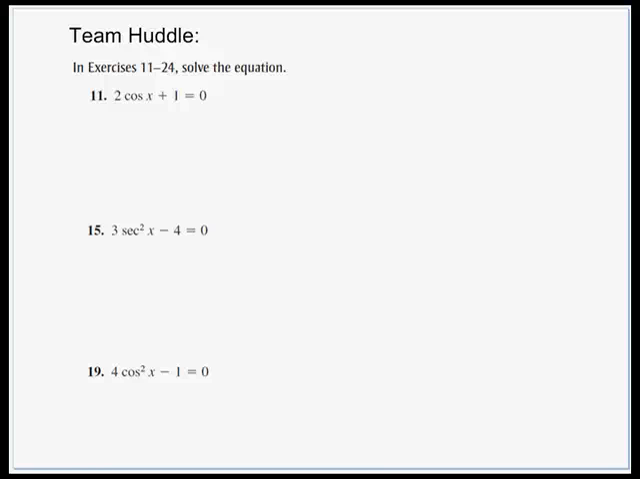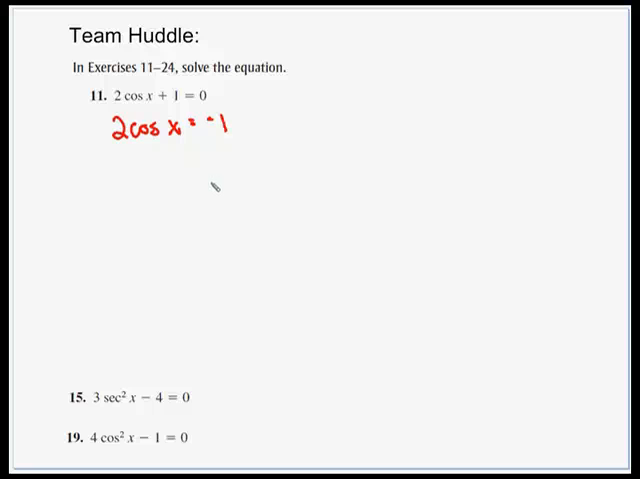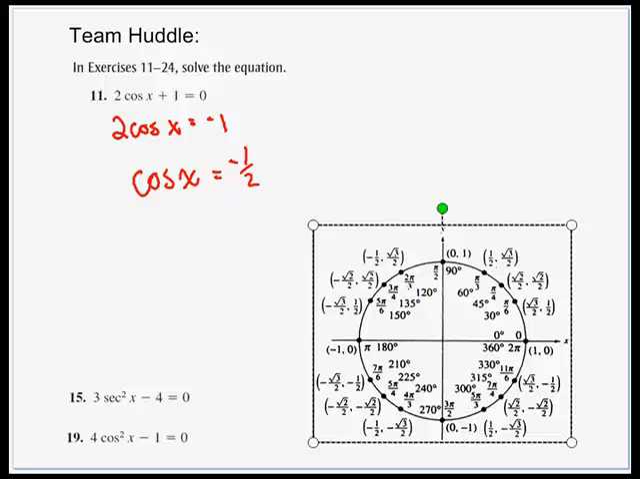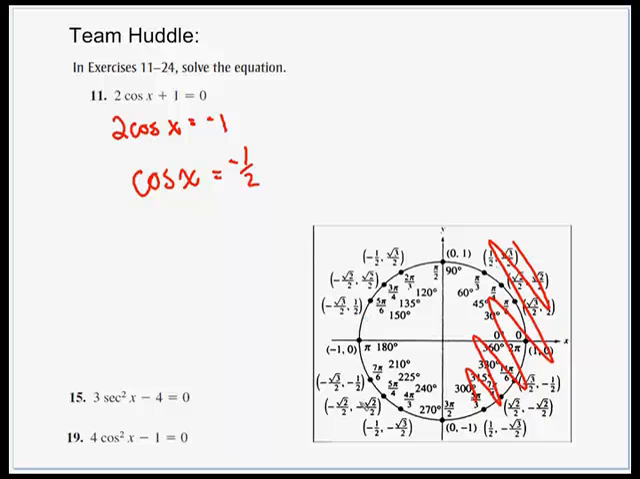Okay, let's check out this first one. This is a lot like the first example, a simple cosine function. We want to isolate cosine, so we are going to subtract 1 from each side. 2 cos of x equals negative 1. Divide by 2, and we get cos of x equals negative 1/2. Cosine values are x values, and we're negative. So x values are negative on the left side of our unit circle in quadrants 2 and 3.